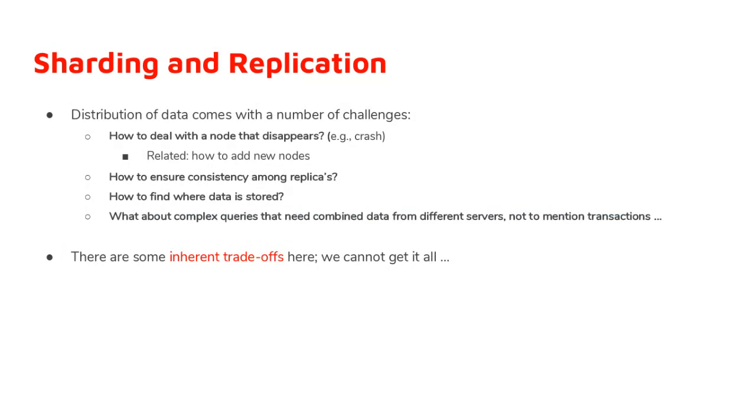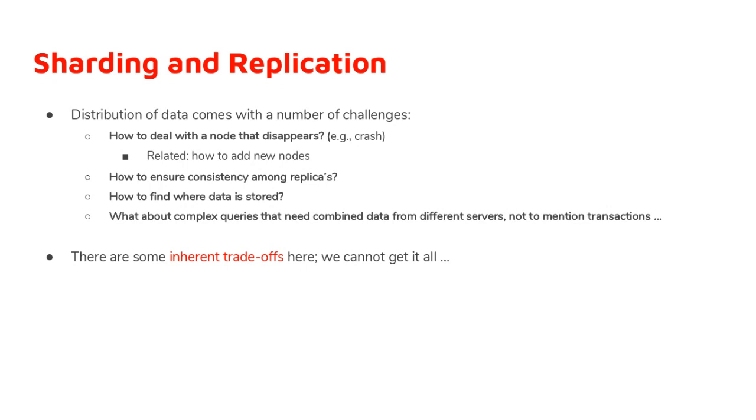We dealt with the issue that distribution of data across several servers comes with a number of challenges. These systems have to deal with the fact that a node can disappear. A server can always crash, can be out of memory, or can have a physical failure, like there's no power supply or the hard disk crashes. Also, you can add new servers. Also important, you have to ensure consistency among replicated data. You also have to figure out where the data is stored.